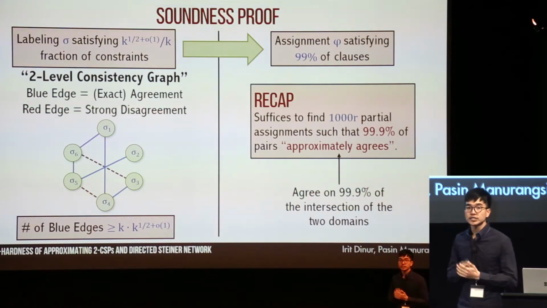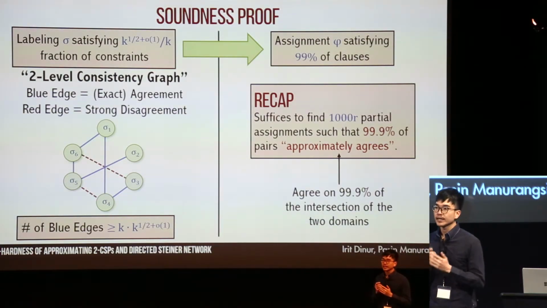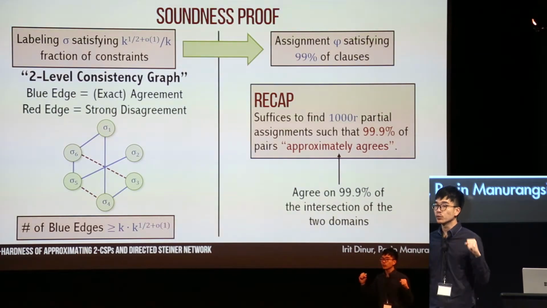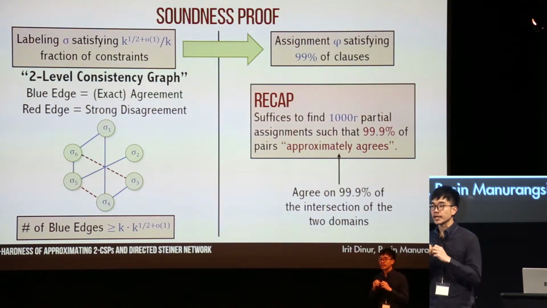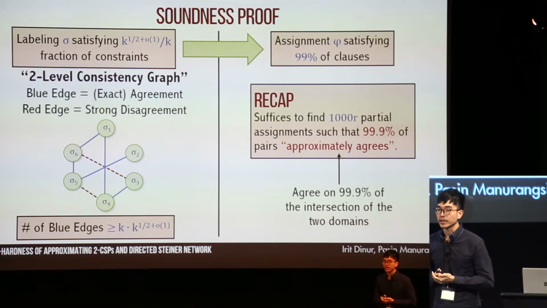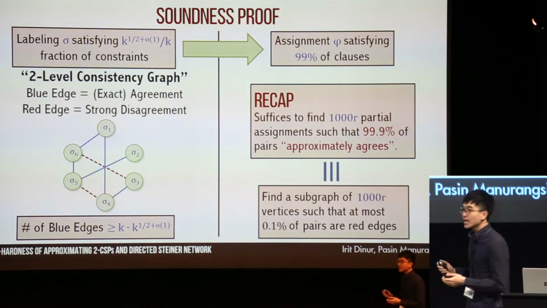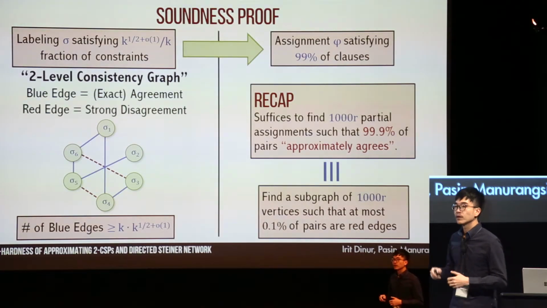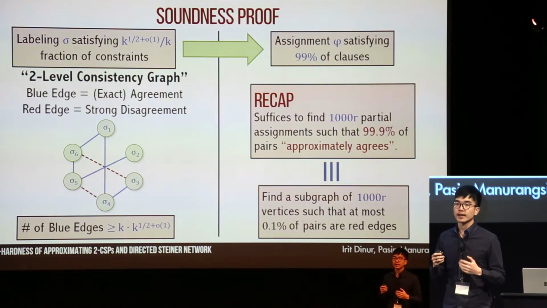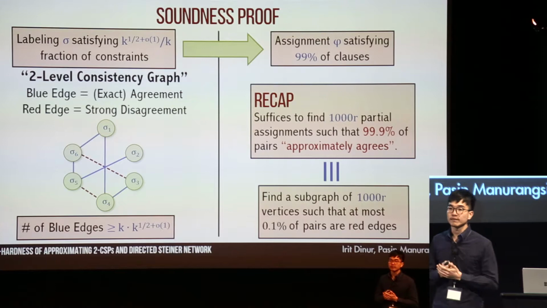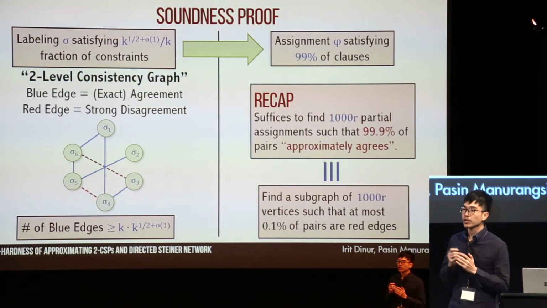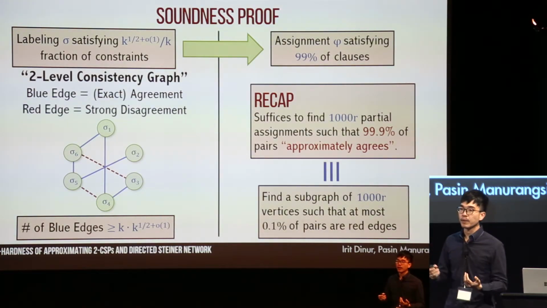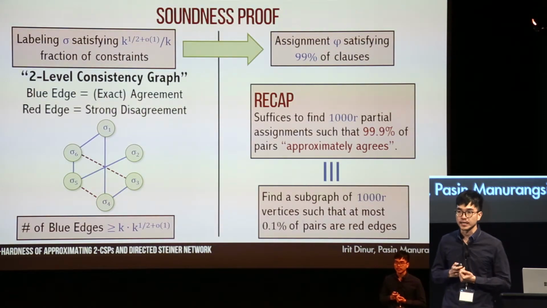But we will also additionally have red edges. These are the edges such that the 2 endpoints strongly disagree in the sense that they do not even approximately agree. And now our task here can be rephrased as follows. We want to find a subgraph of large size so that only at most 0.1% of the pairs are the red edges, because these red edges are the pairs that do not even approximately agree.